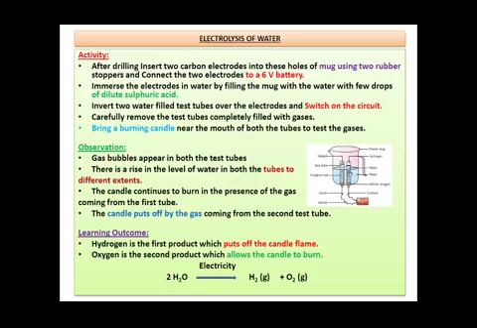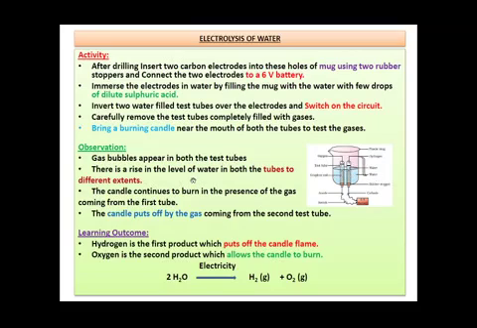Once the test tubes are filled with these gases, you will remove these test tubes very carefully and bring a burning candle near the mouth of both the test tubes, and this is done to test which gas is being evolved. So now let us go to the observations. First of all, gas bubbles appear in both the test tubes as we have discussed right now.